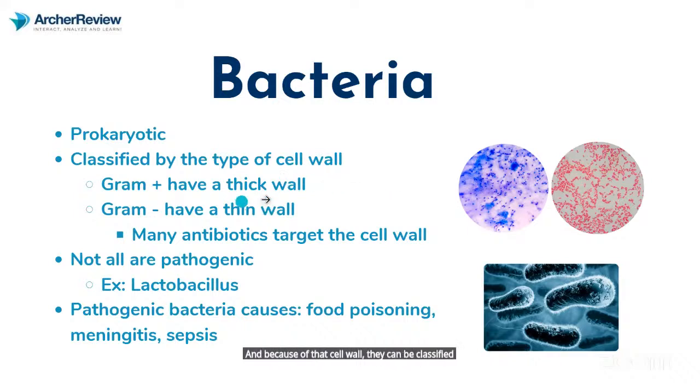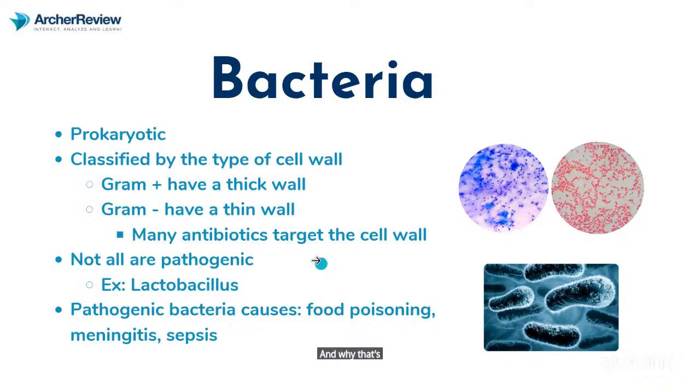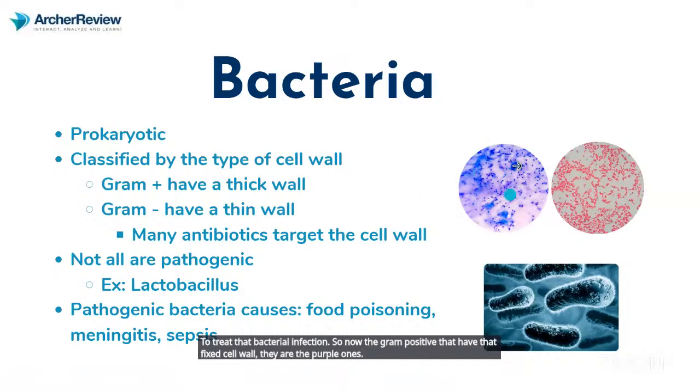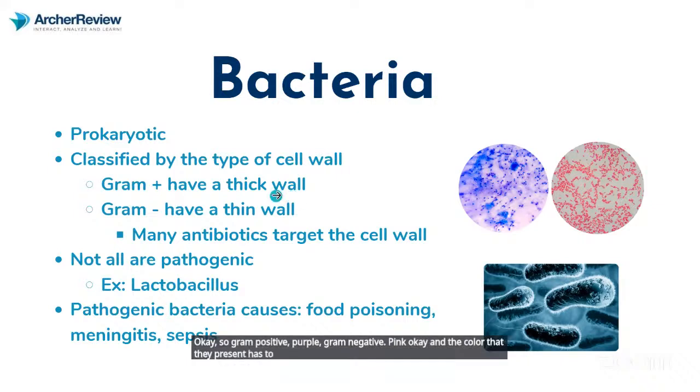And because of that cell wall, they can be classified. If they have a thick cell wall, they're referred to as gram-positive. If they have a thin cell wall, they can be referred to as gram-negative. And why that's important to you is because many antibiotics target the cell wall to treat that bacterial infection. So the gram-positive that have that thick cell wall, they are the purple ones. Gram-positive, purple; gram-negative, pink. The color they present has to do with the thick wall or thin wall. It's the way they absorb the stain based on their wall thickness.